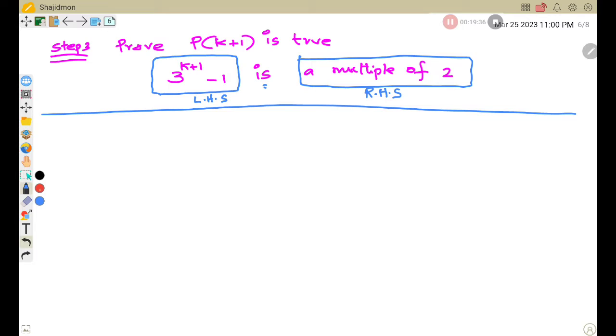So I am just starting from the left hand side. Left hand side of that statement means 3 power k plus 1 minus 1, correct? Now how to write 3 power k plus 1? Actually we can split into 2. 3 power k plus 1 means 3 power k multiply 3 power 1, minus 1. We can separate into two terms. You know that one, 3 power k multiply 3 power 1 minus 1, correct?